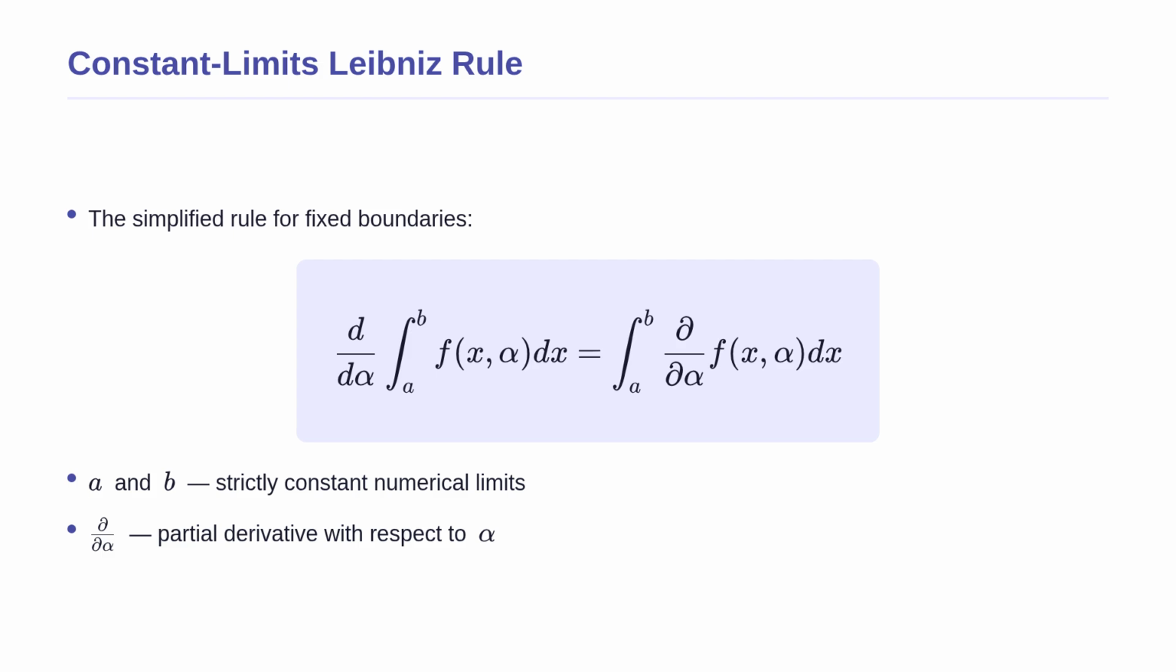This formula is the heart of Feynman's trick. It explicitly gives us permission to slide the derivative operator directly inside the integral sign. If you increase alpha, the function f changes, and this formula captures exactly how that alters the total accumulated area, bypassing the need to integrate the original difficult function.